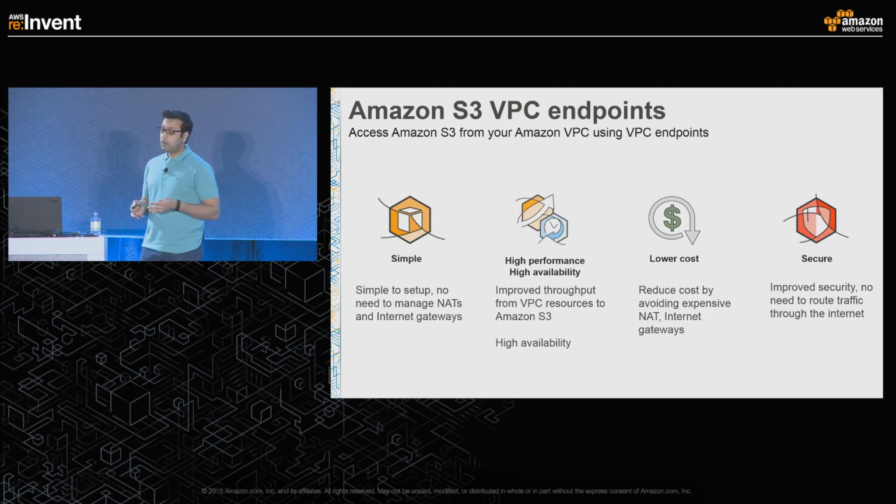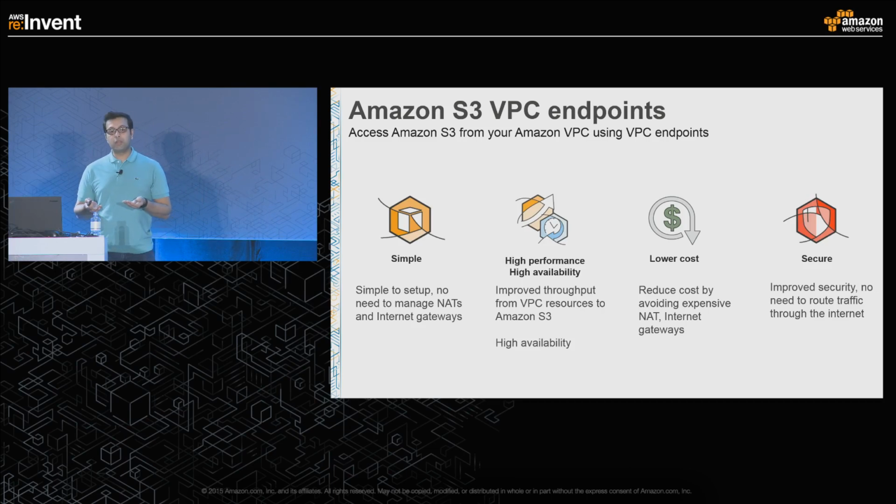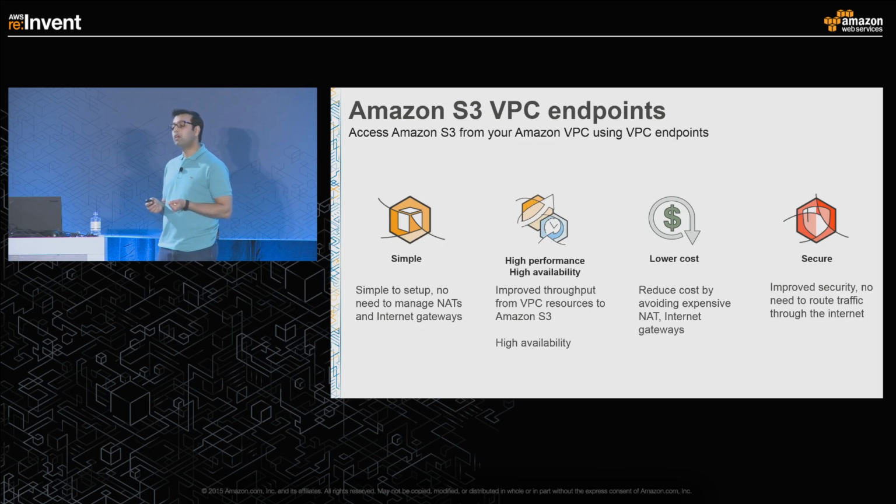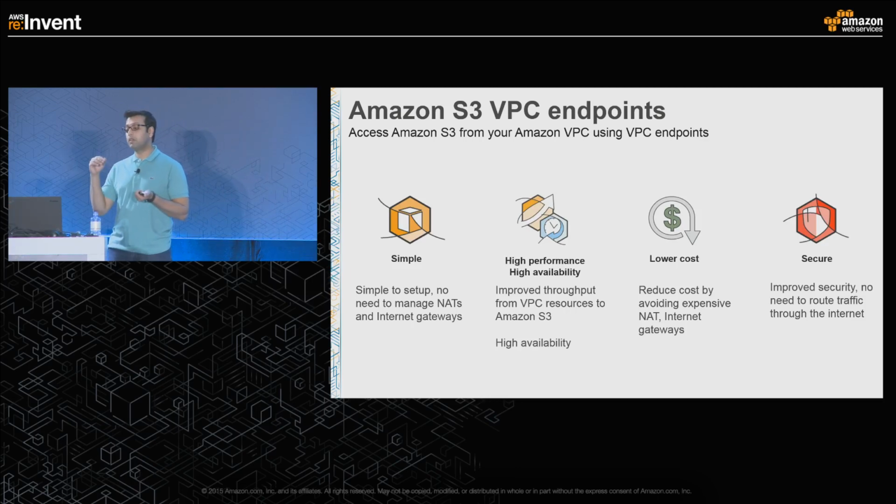But in addition to that, you also get high availability with VPC endpoints. Now, you could do that with, let's say, NAT instances, but you would have to set up multiple instances, and then, of course, that means additional costs and additional management overhead that you no longer need to worry about, and so that also reduces your cost. And then, of course, security. Your traffic and your data is no longer going to the internet. It's actually directly connecting from within your VPC to Amazon S3.